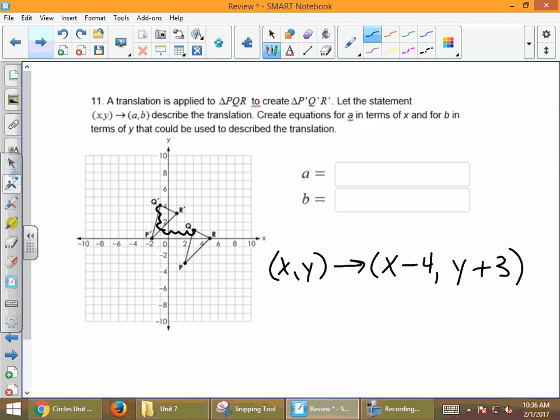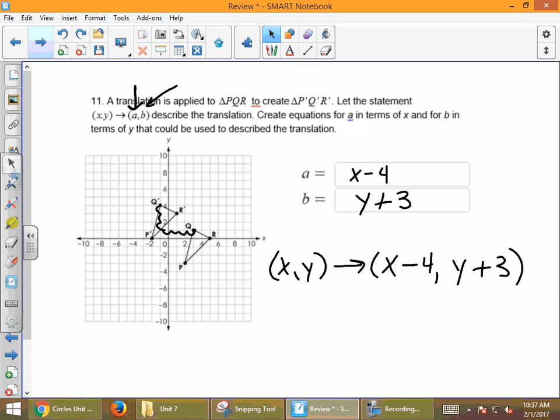And we still have to fill in those squares. But you notice A is written in the first spot here. What's written in our first spot in the rule we just wrote? X minus 4. So that's what A is going to equal. X minus 4. B is written in the second spot. Well, what's written in the second spot here? Y plus 3. So B will equal y plus 3. That's all they were asking. Write a rule. Well, A is in the first spot, so the equation for A is going to be x minus 4. B is in the second spot, so the equation for B will be y plus 3.